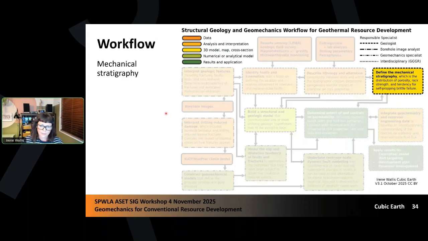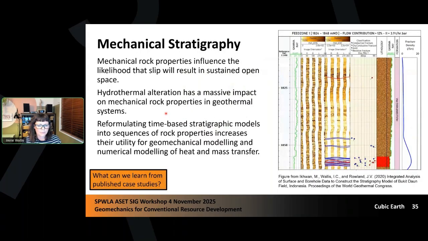Finally, mechanical stratigraphy. When I say mechanical stratigraphy, I use it as a catch-all term for the rock properties, the distribution of porosity, the rock strength, and the tendency of self-propping brittle failure. And so mechanical rock properties influence the likelihood that we'll have sustained open fractures from slip. Essentially on the right hand side here we have a nice figure from one of my ex-students who's leading the way in Indonesia in geomechanics study right now.